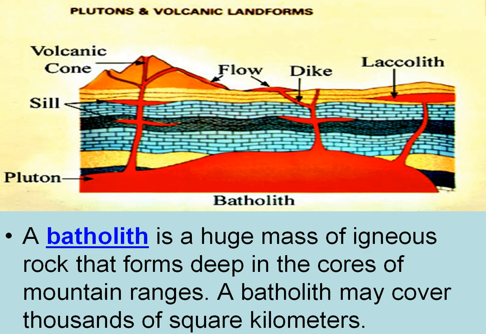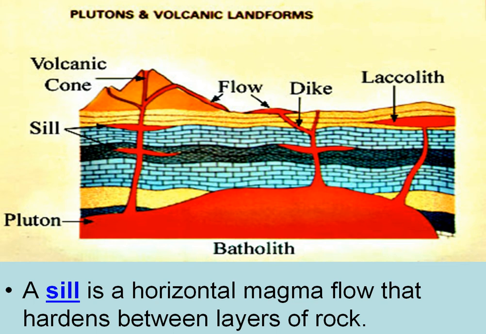They're huge. Now, a sill is a horizontal magma flow that hardens between layers of rock. So usually it's going to be parallel to your rock layer. So if here's a rock layer, here's your sill. So they're still going to form an igneous intrusion.